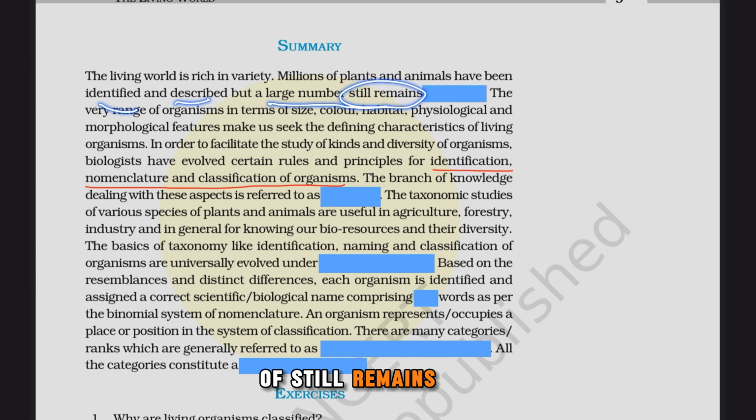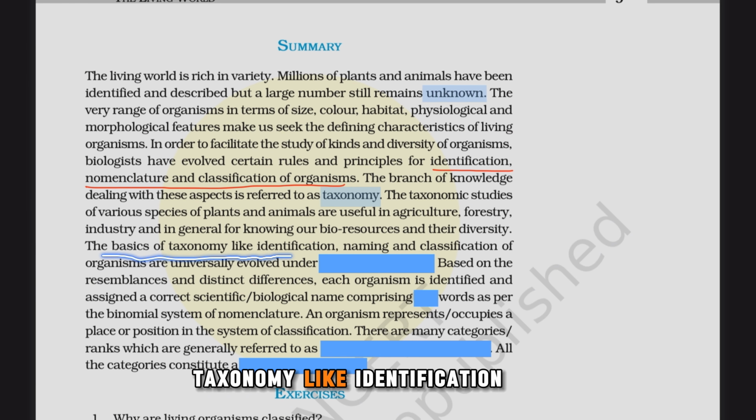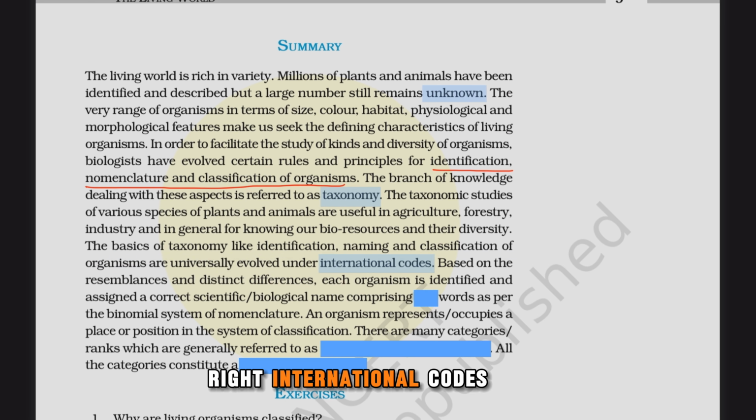And the last page of this chapter: millions of plants and animals have been identified and described, but a large number still remains unknown. The branch of knowledge dealing with these aspects is referred to as taxonomy. This means identification, nomenclature and classification of organisms. The basics of taxonomy, like identification, naming and classification of organisms, are universally governed under international codes.